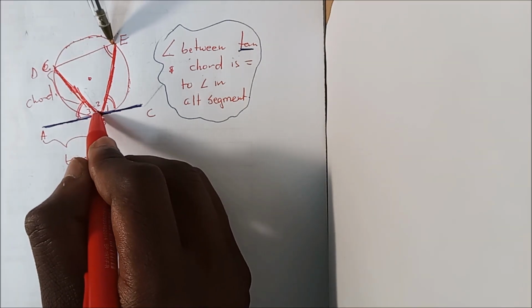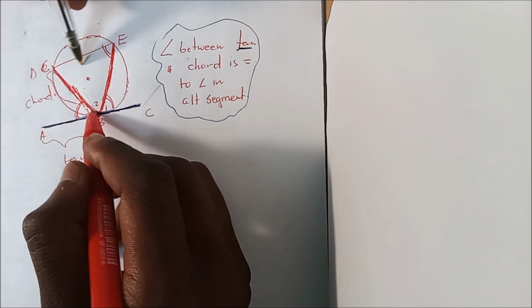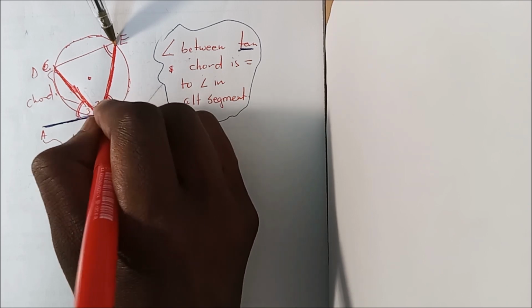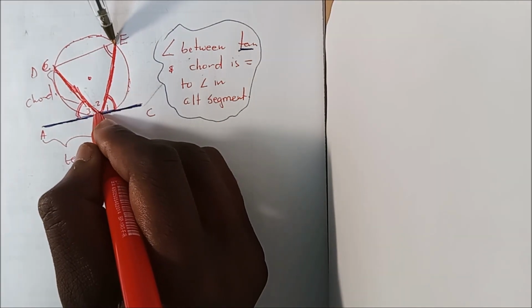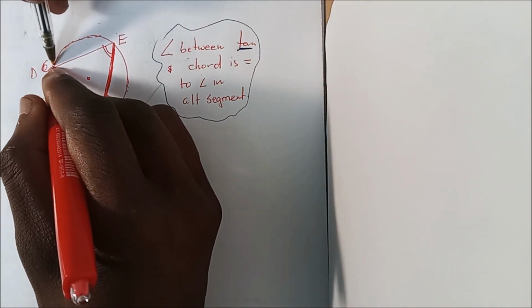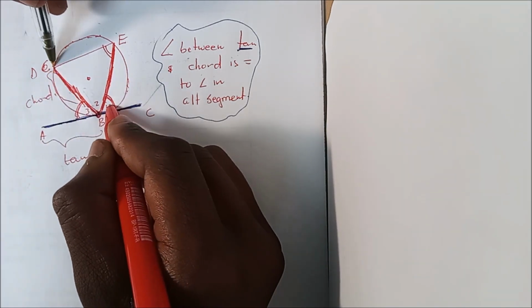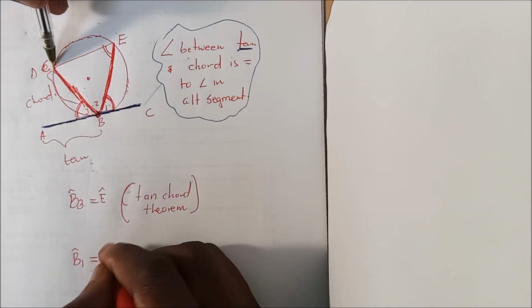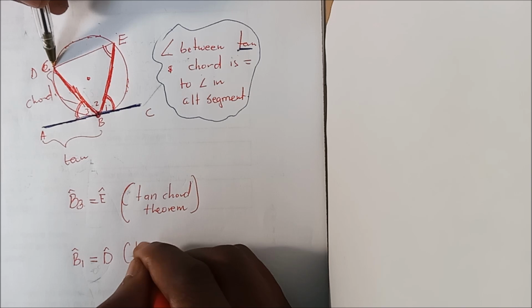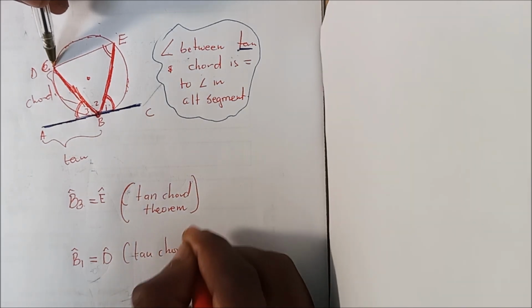So the movement of the pens, there they are. The angle that is behind, it's B1. So moving, and then stop. So that means B1 is equals to D. So what will be the reason? Tan chord theorem.